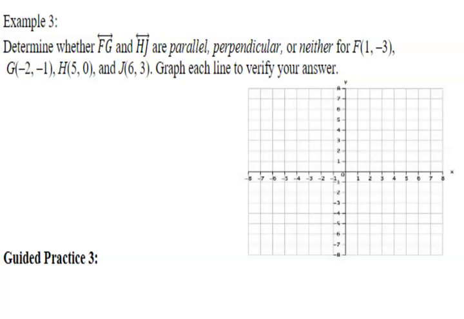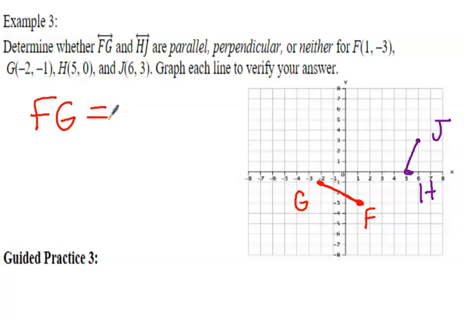All right, so determine whether FG and HJ are parallel, perpendicular, or neither. So first I need to graph these points. So please graph these lines and check back. Okay, I'm going to find the slope of each of these once I graph them and see what we've got. So this one is up. So I have 1, -3, and I have -2, -1. So I went up 2 and over 3. So 1, 2, and over 3. So that's -2/3.